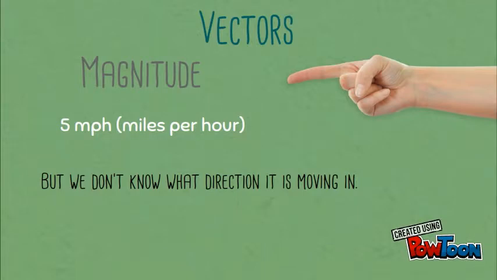So if someone tells you something is moving at 5 miles per hour, this information is not by itself a vector quantity. It is only specifying a magnitude. Because we do not know what direction this thing is moving in, which is 5 miles per hour, this is often referred to as a speed, which is not a vector by itself. It is considered to be a scalar.